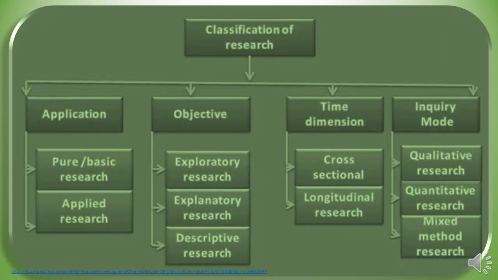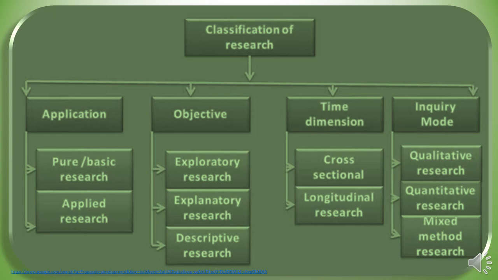Dear students, let's see the classification of research by four aspects. One is application, other one is objective, third is time dimension, and the fourth one is inquiry mode. Let's come to the application mode. By application, we have got two types of research. One is pure basic research, and the second one is applied research. The purpose of basic research is most of the time development of the theory, but the applied research refers to the practical usability of those things in day-to-day life.